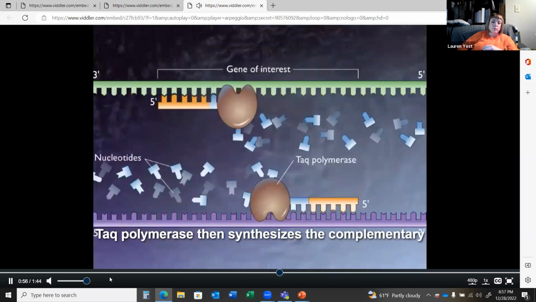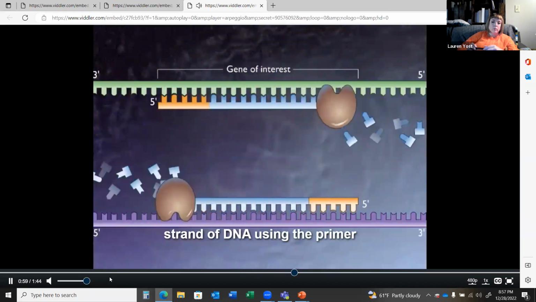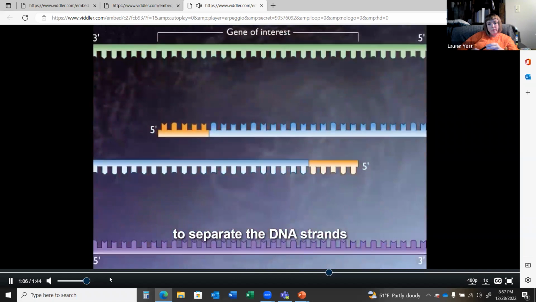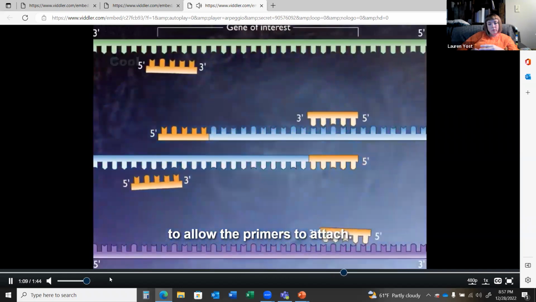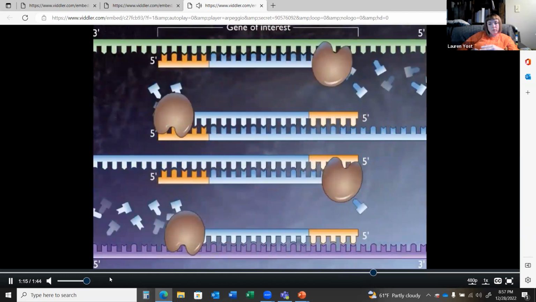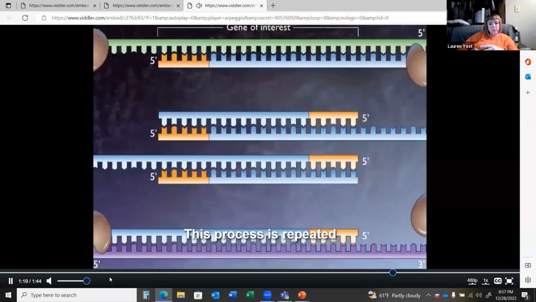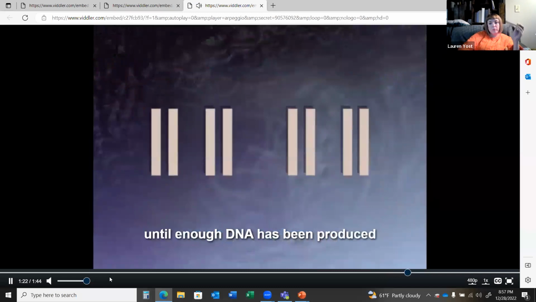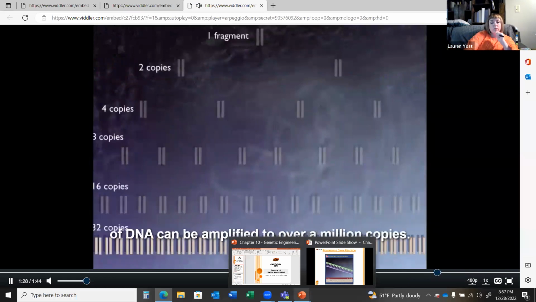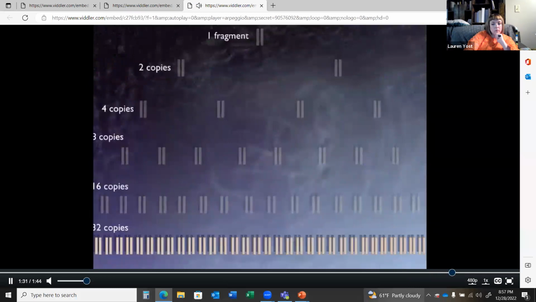TAC polymerase then synthesizes the complementary strand of DNA using the primer as the starting point. The temperature is raised again to separate the DNA strands and then lowered sufficiently to allow the primers to attach. TAC polymerase now synthesizes another set of new complementary strands. This process is repeated until enough DNA has been produced to be identified or used for further research. After 21 cycles, one molecule of DNA can be amplified to over 1 million copies. This amount of amplification can be achieved by running the reaction overnight in a thermal cycler, an instrument that automatically raises and lowers the temperature at appropriate time intervals.